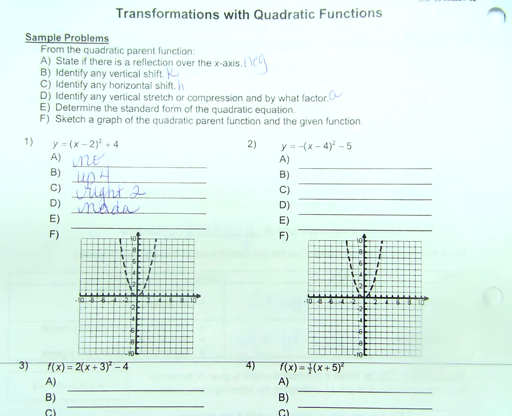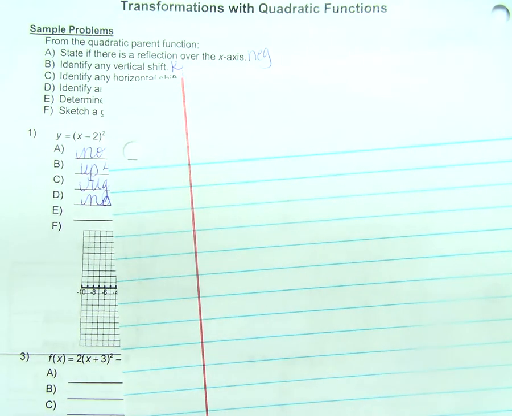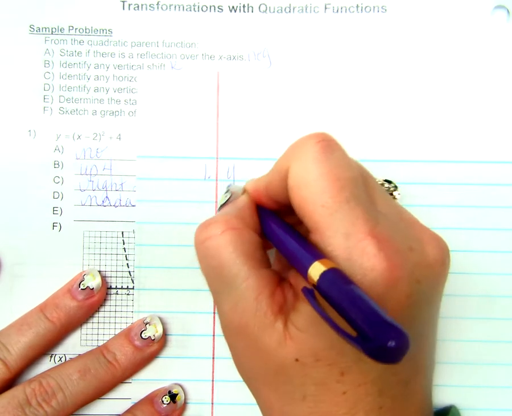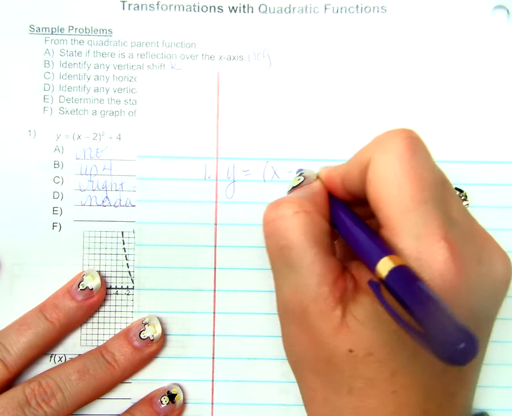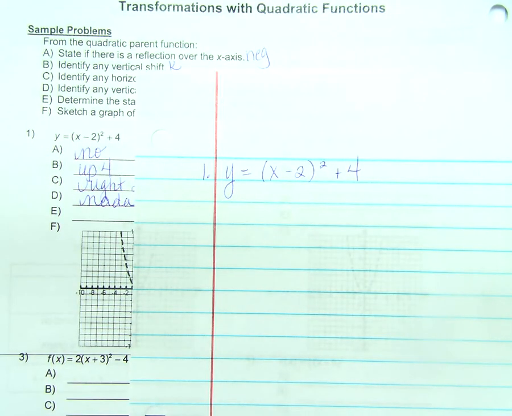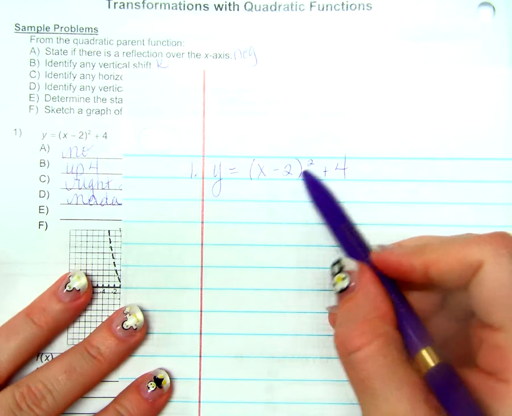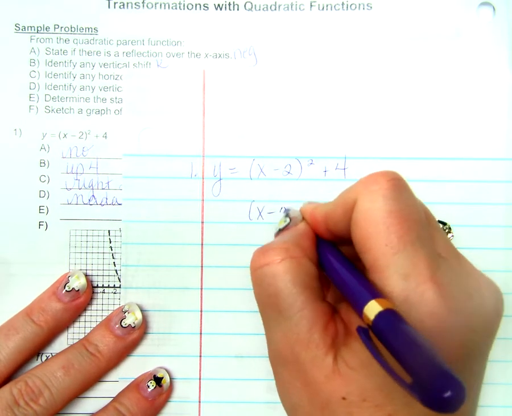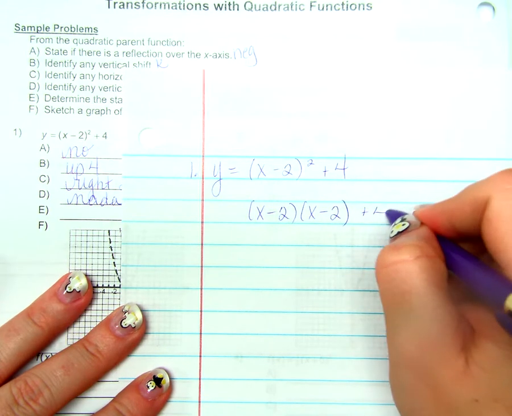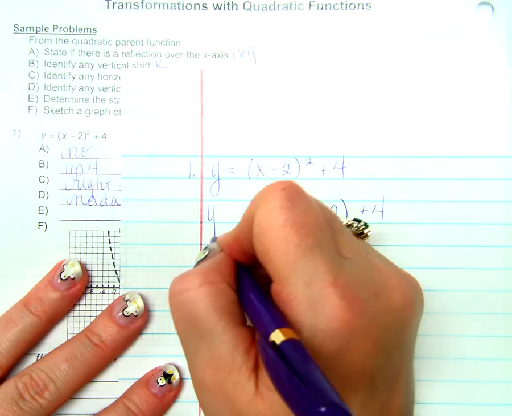Determine the standard form of a quadratic equation. Guys, that's not enough room for me to write. I'm going to take out my trusty piece of notebook paper. Number 1. y equals (x minus 2) squared plus 4. Okay? Well, remember that (x minus 2) squared is really (x minus 2) times (x minus 2), correct? Yes or no? Yes. Okay.